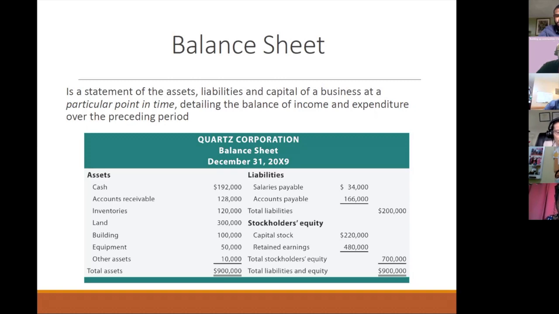Now let's look at liabilities. Salaries payable and accounts payable, right? Your liabilities is 200,000, and then your stockholders' equity, right? It can be capital stock, but most small businesses don't have that. What you're most probably going to have, even without retained earnings, is investment by owner. It can be as simple as that, right? You can see that that is 700,000.